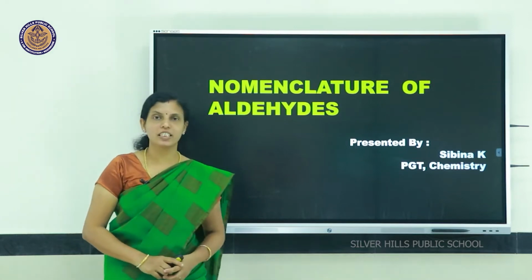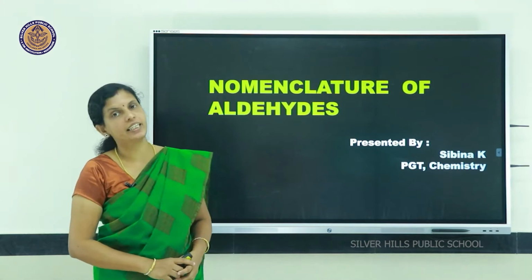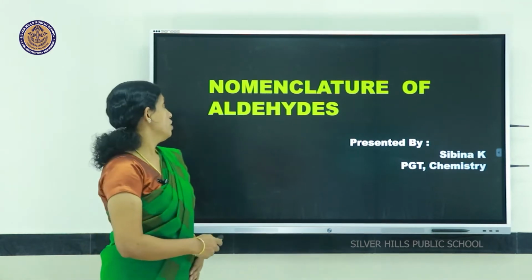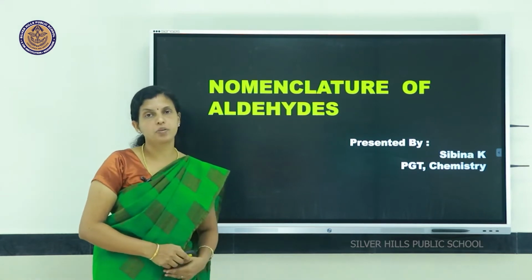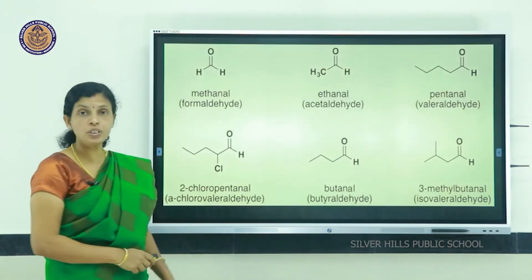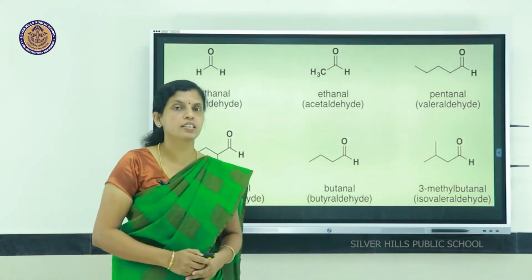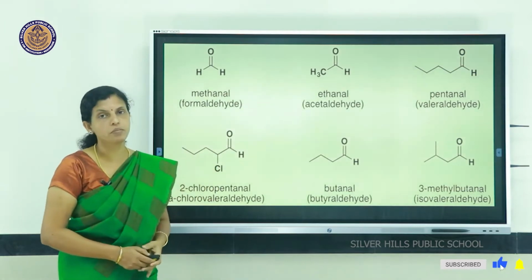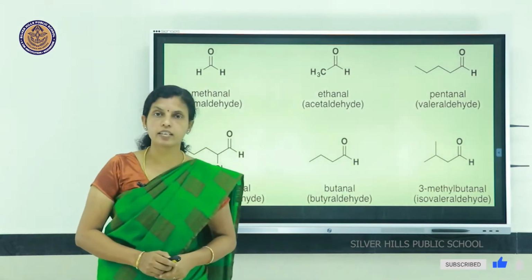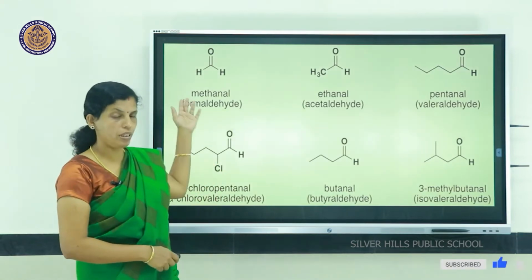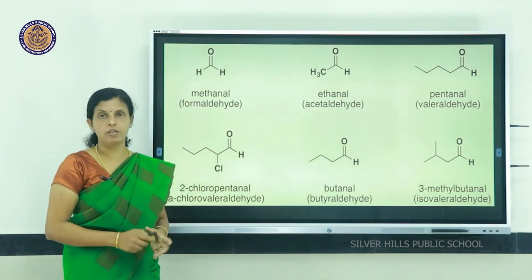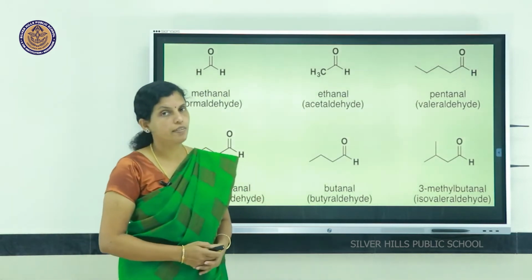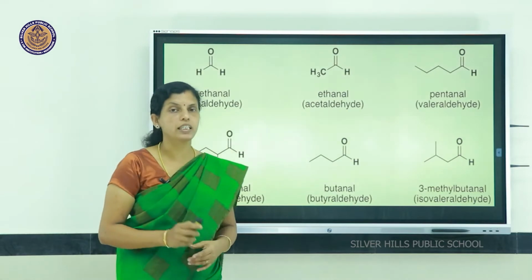In this session, we are discussing nomenclature of aldehydes and methods of preparation of aldehydes. So, let us consider nomenclature of aldehydes. The first member in the aldehyde family is methanal, HCHO. It contains only one carbon, so the corresponding alkane is methane, and the common name is formaldehyde. The next member in the aldehyde family is ethanal, CH3CHO.